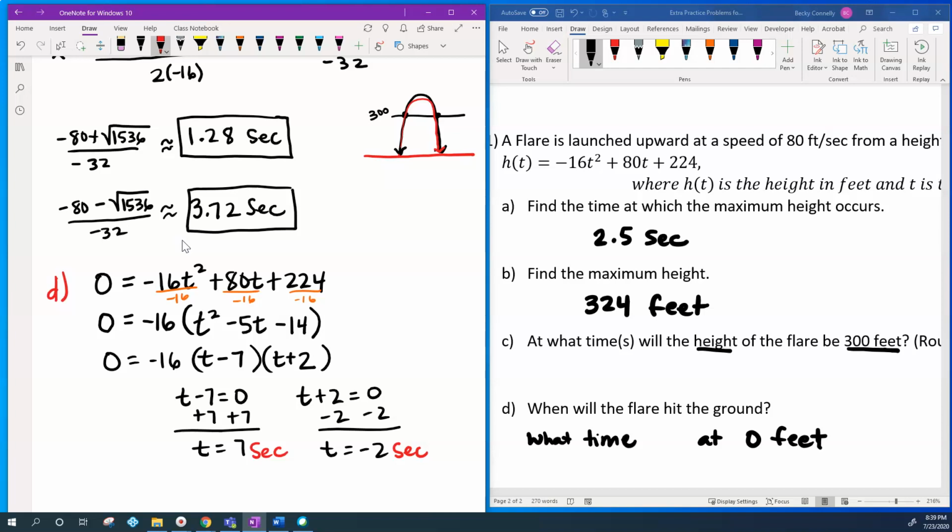So when we were talking about putting your labels on it when you're working through it, that will help you see, oh wait a minute, this can't be right. I can't have negative 2 seconds. So that means your answer must be 7 seconds. From the time the flare takes off to when it hits the ground is going to take 7 seconds. Okay.